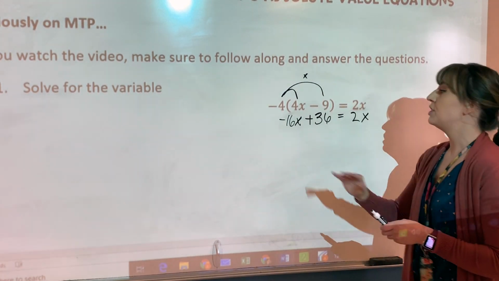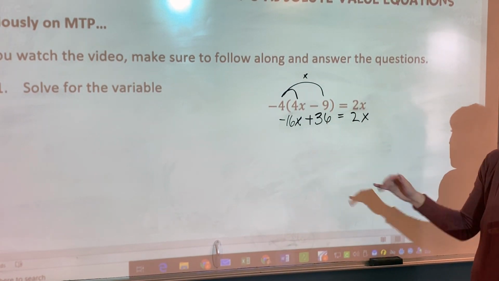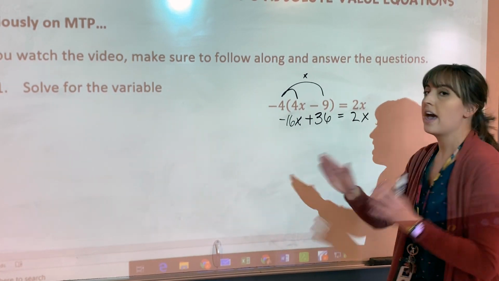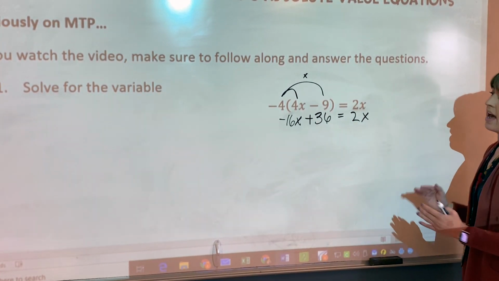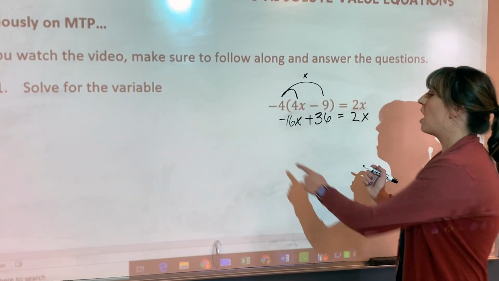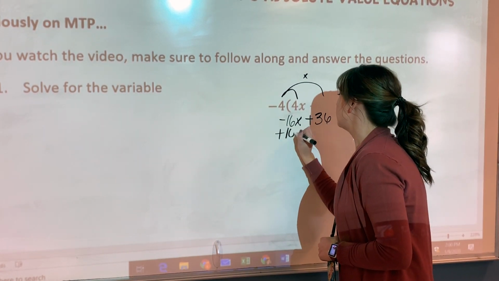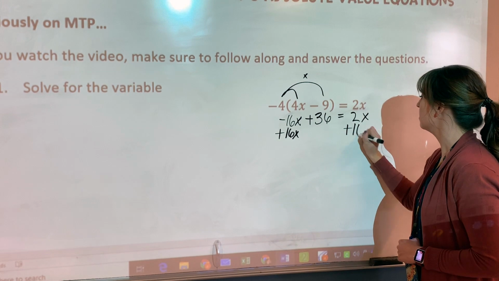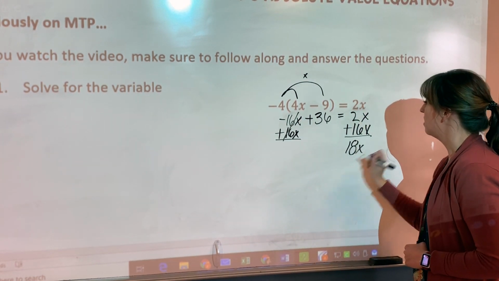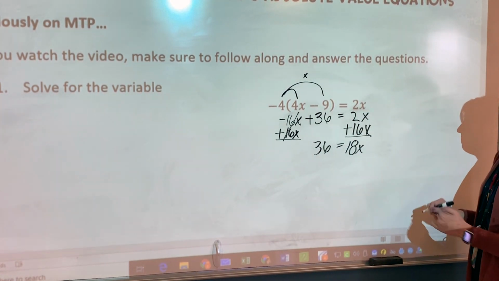All right, now we're going to have to get x on one side since there's x on both sides. So like in the previous video, you're going to move the smaller number with x to the bigger number with x. Positive 2 is technically bigger than -16. So I'm going to move -16 over to 2x. So I'm going to add 16x to both sides to get 18x. I didn't do anything with the 36, so that is going to be brought down.